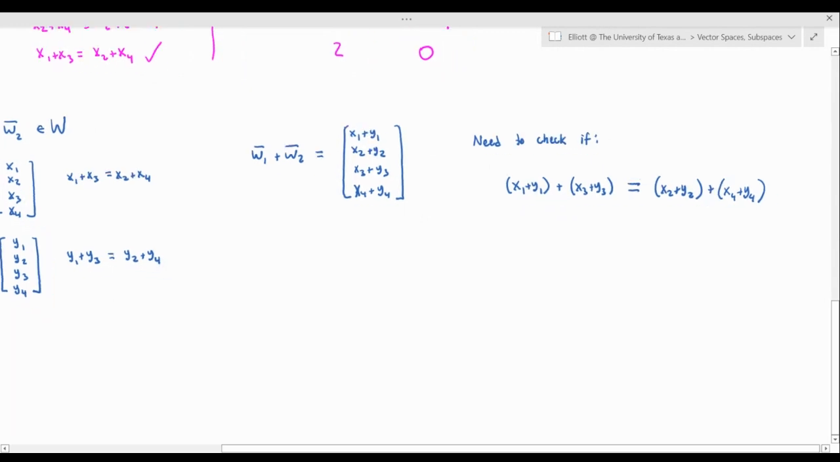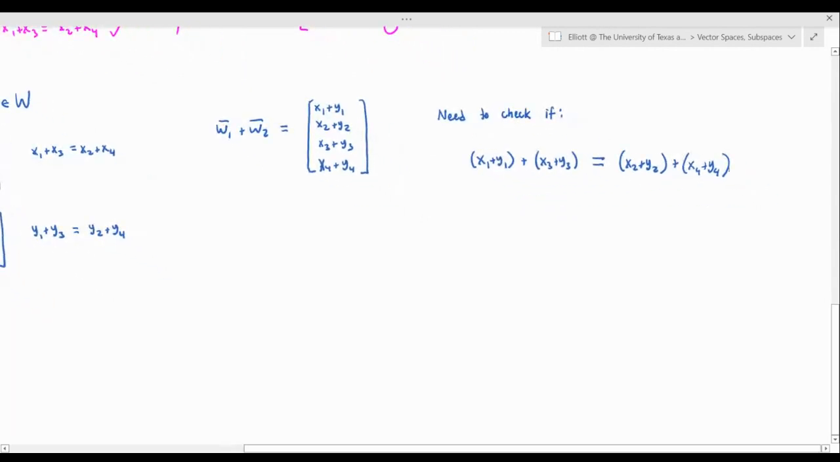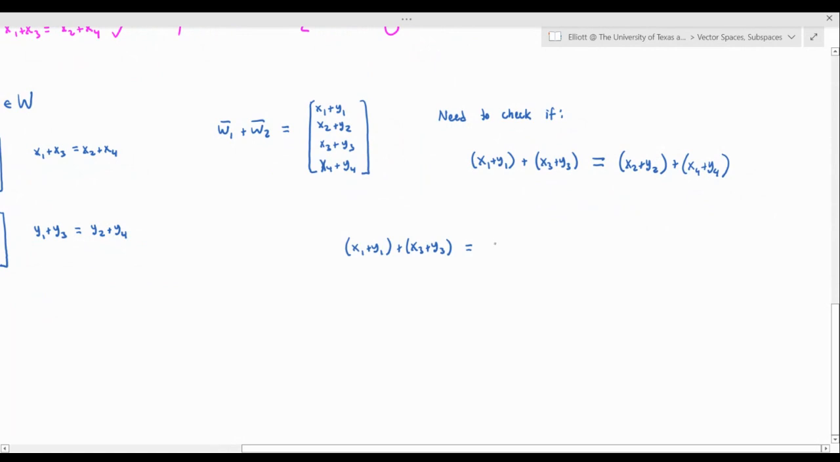So with that information in mind, what I might do here is I might take x1 plus y1 plus x3 plus y3, and I might rearrange the terms in this equation. So I'll rewrite this so that I group together x1 plus x3, and then I'll group together the y1 and the y3 terms. So all I'm doing is rearranging the terms right now, okay?